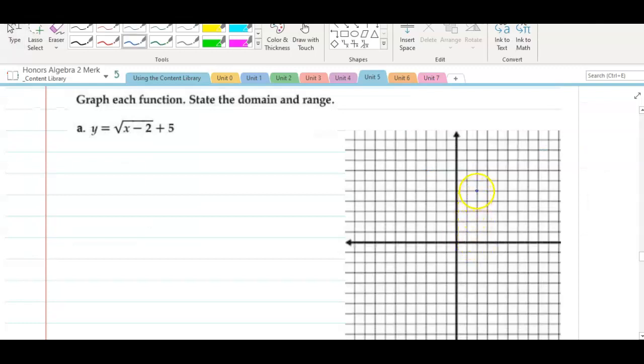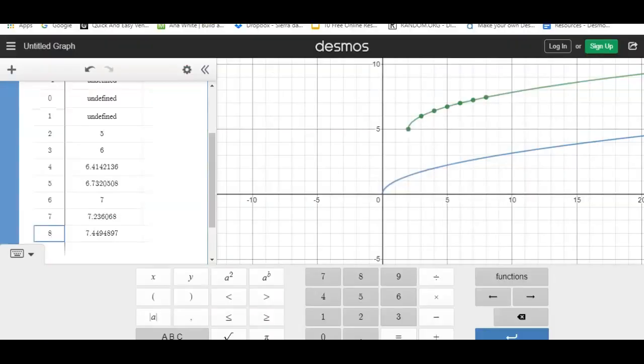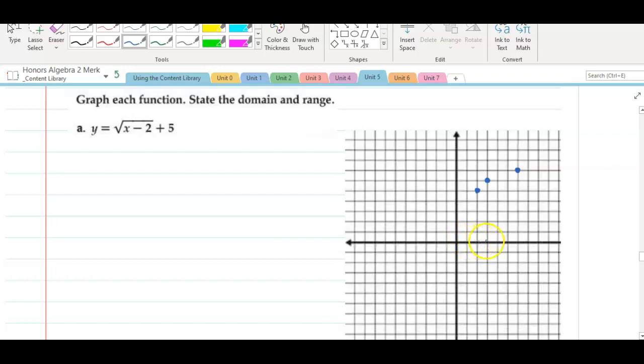Let's plot them: 2, 5; 3, 6; 6, 7. Let's see if we can find any more points. I'm going to just keep hitting enter. The next one is 11, 8. Let's see, 1, 2, 3, 4, 5, 6, 7, 8, 9, 10. I fell off the graph, but I'll make it work. 11, 8 would be up here. And then we just connect our points and put an arrow on the end.